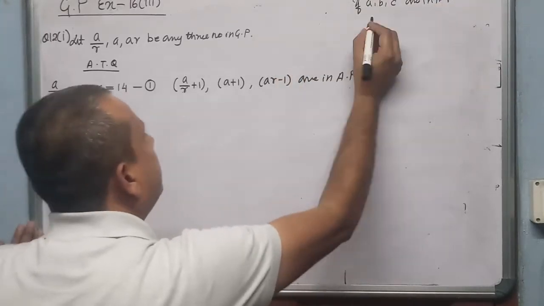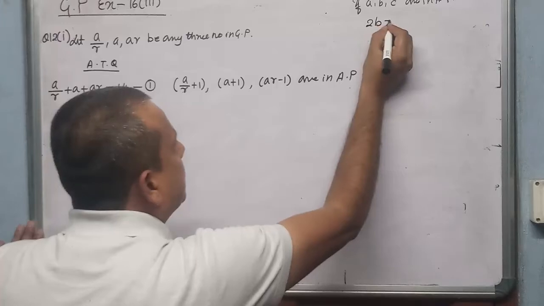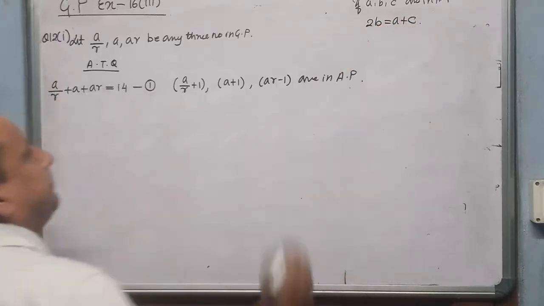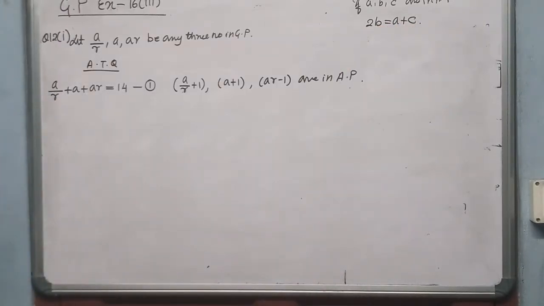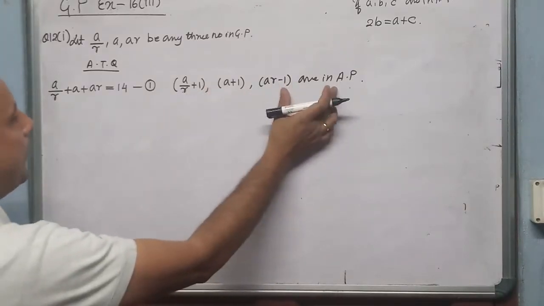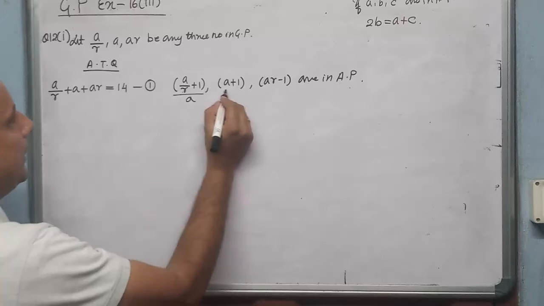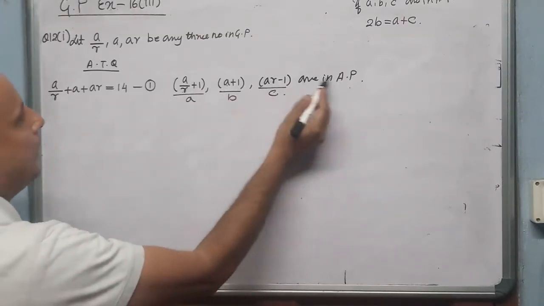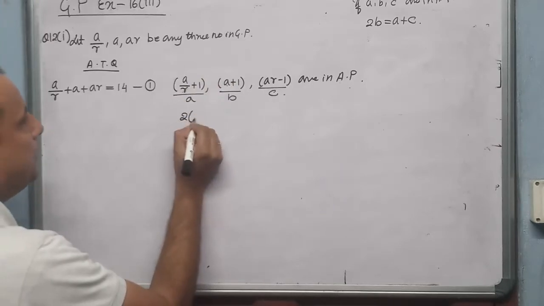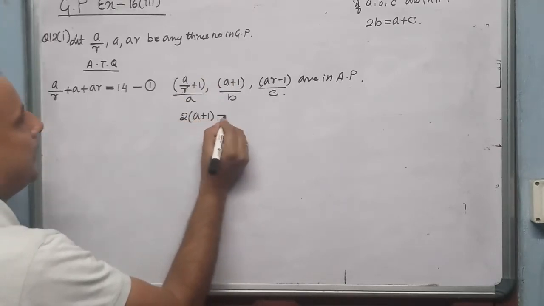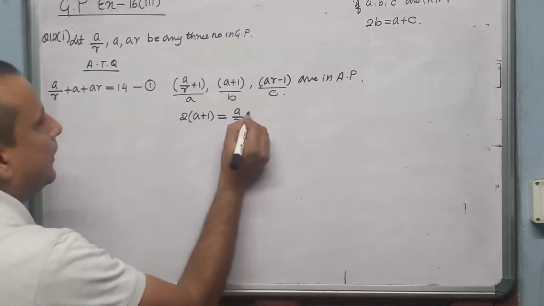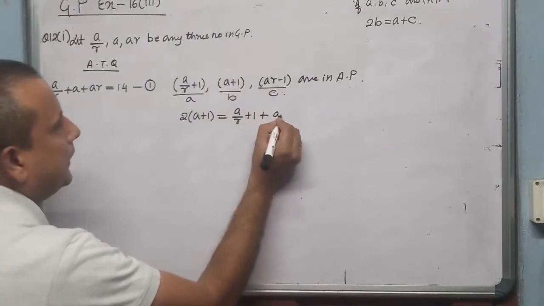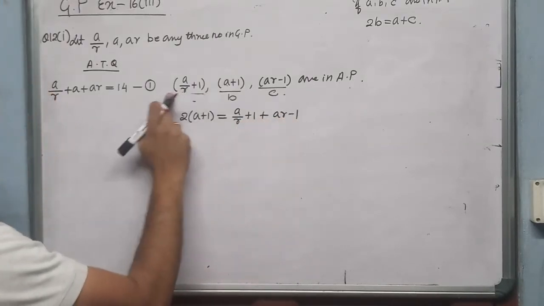If A, B, C are in AP, the condition is 2B equals A plus C. If any three distinct real numbers are in AP, the condition is 2B equals A plus C. The same condition I'll apply over here. Let us suppose this one is A, this is B, and this one is C. A, B, C are in AP, so we can write 2B equals A plus C, A by R plus AR, minus 1. Hope you understand this concept.